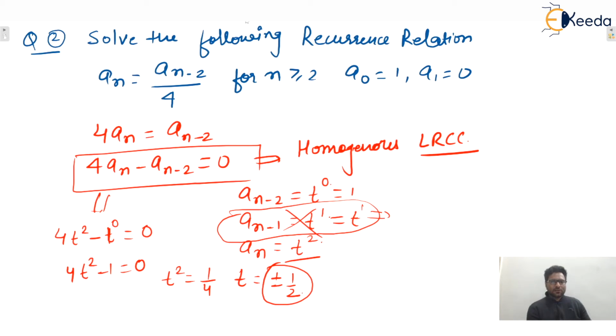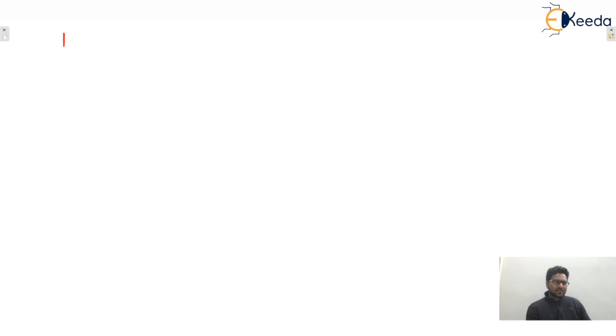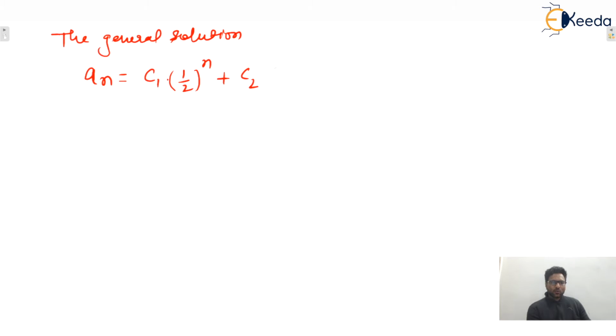So what will be the general solution? The general solution is given by a_n equals C1 into (1 by 2) raised to power n plus C2 into (minus 1 by 2) raised to power n, since the roots are distinct. No problem at all. Now you tell me, what are the initial conditions?